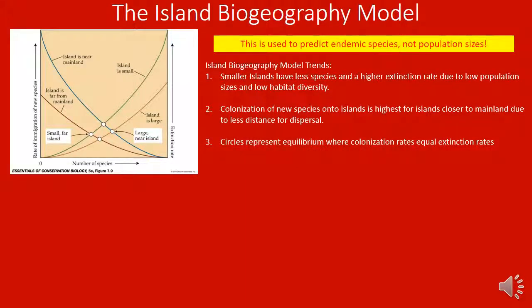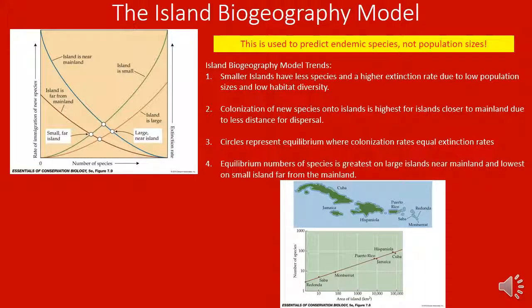These white circles represent equilibrium points where colonization rates and extinction rates are equal. And then the equilibrium number of species is going to be greatest on a big island near the mainland and lowest on a small island farthest from the mainland. So it kind of makes sense, right? If you're blowing in the wind being dispersed from the mainland, and the island's bigger, it's a bigger target to hit. If the island's closer, it's more likely you'll hit it. So this intuitively makes sense.